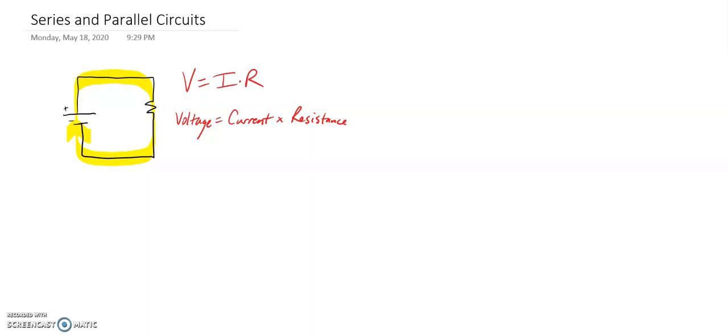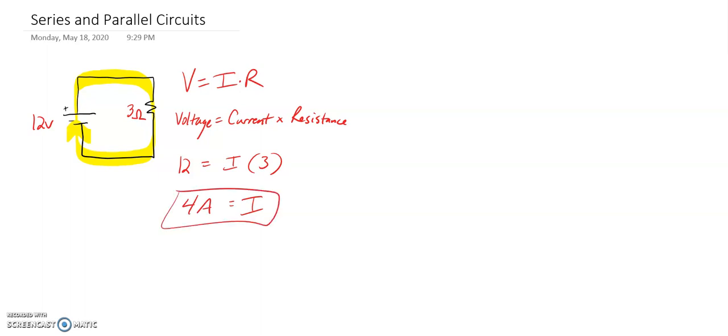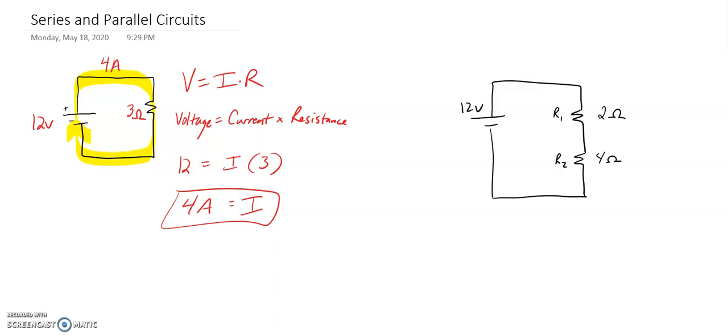So let's say that our battery here was 12 volts and our resistor was 3 ohms. We could do 12 equals I times 3, and we find out that the current is 4, and we measure in amps, A. So that means this yellow line that we drew represents 4 amps of current going around our loop. Alright, let's take a look at another example.